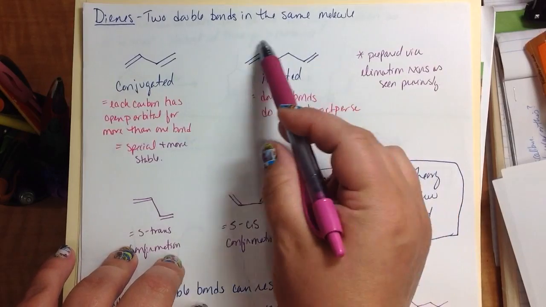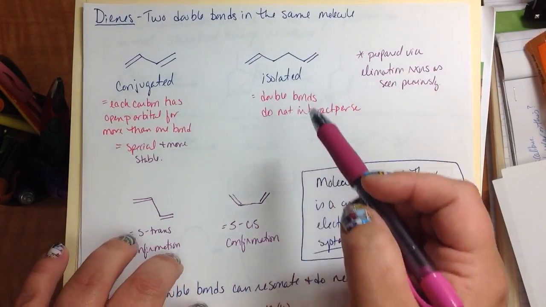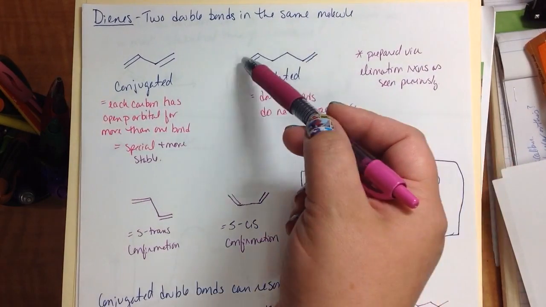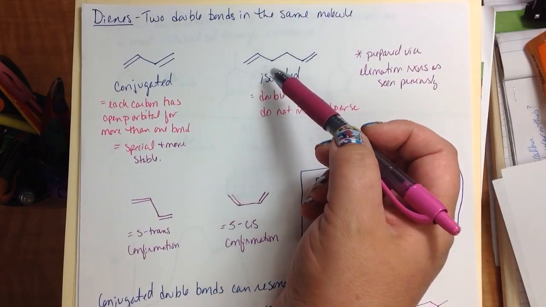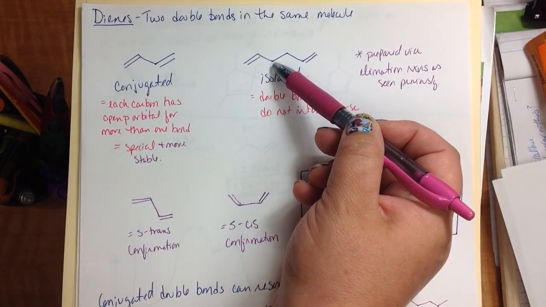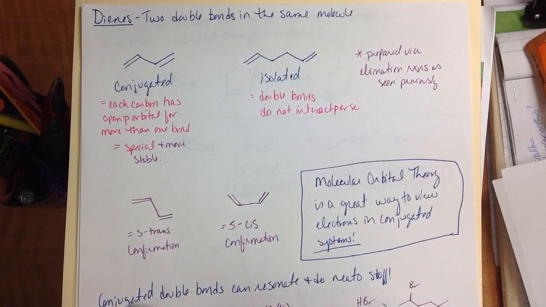That's not happening in what we call an isolated diene. Here we've got two different double bonds, but they're separated by one or more carbons that have an sp3 signature to them. Now, those conjugated bonds, we're going to talk about some more. Don't worry, we're going to come back to that.